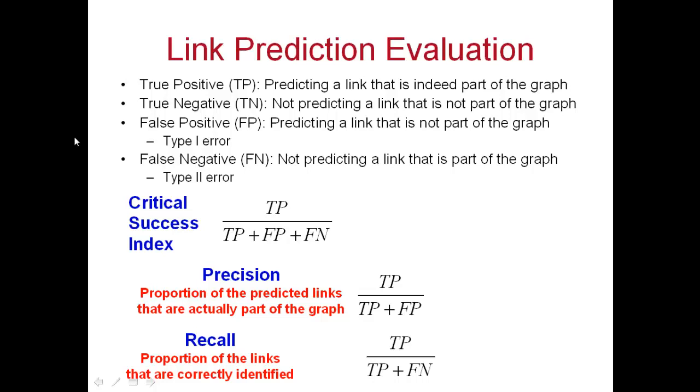So true positive, indicated using TP, is the scenario where you are predicting a link that is indeed part of the graph.